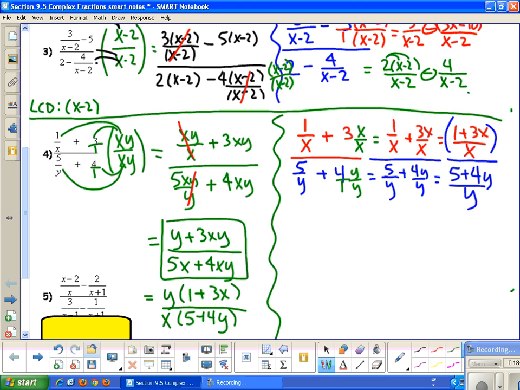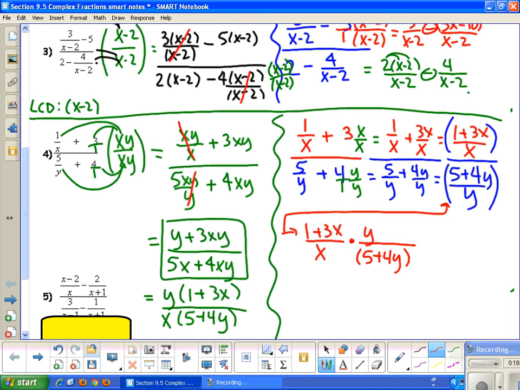So now I have a fraction divided by a fraction. I would multiply by the reciprocal. So I'm going to bring all that down here. So then this would be 1 plus 3x over x, and then times y, I'm multiplying by the reciprocal, over 5 plus 4y. And then numerator times numerator, denominator times denominator. So this would be y times 1 plus 3x over x times 5 plus 4y.